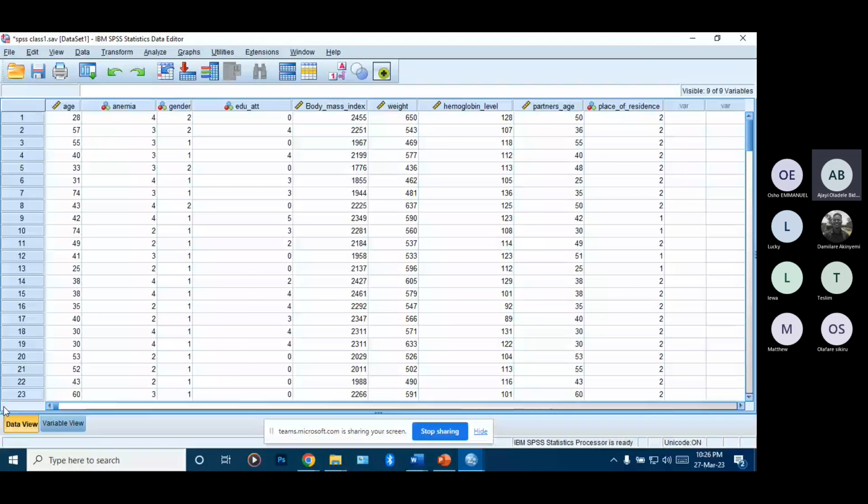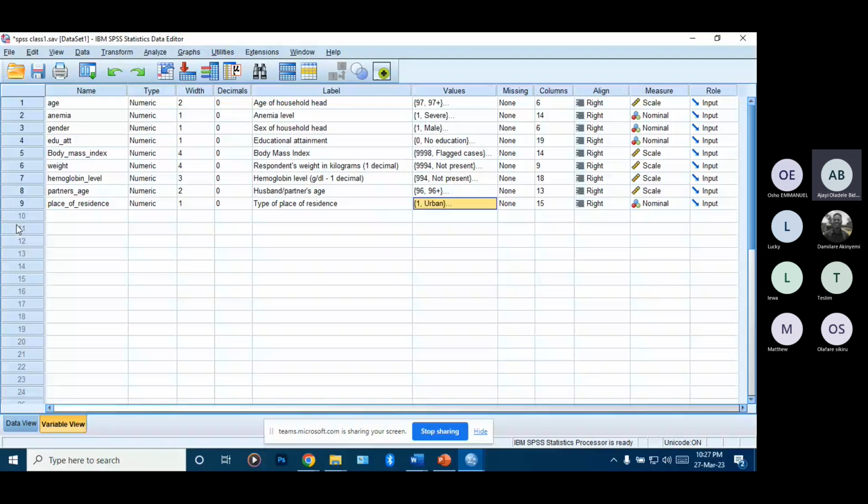This is our data set. And here we have weight. Let us assume that this is the weight of our respondents before they start exercising, before they start daily exercise. Okay, this was their weight.